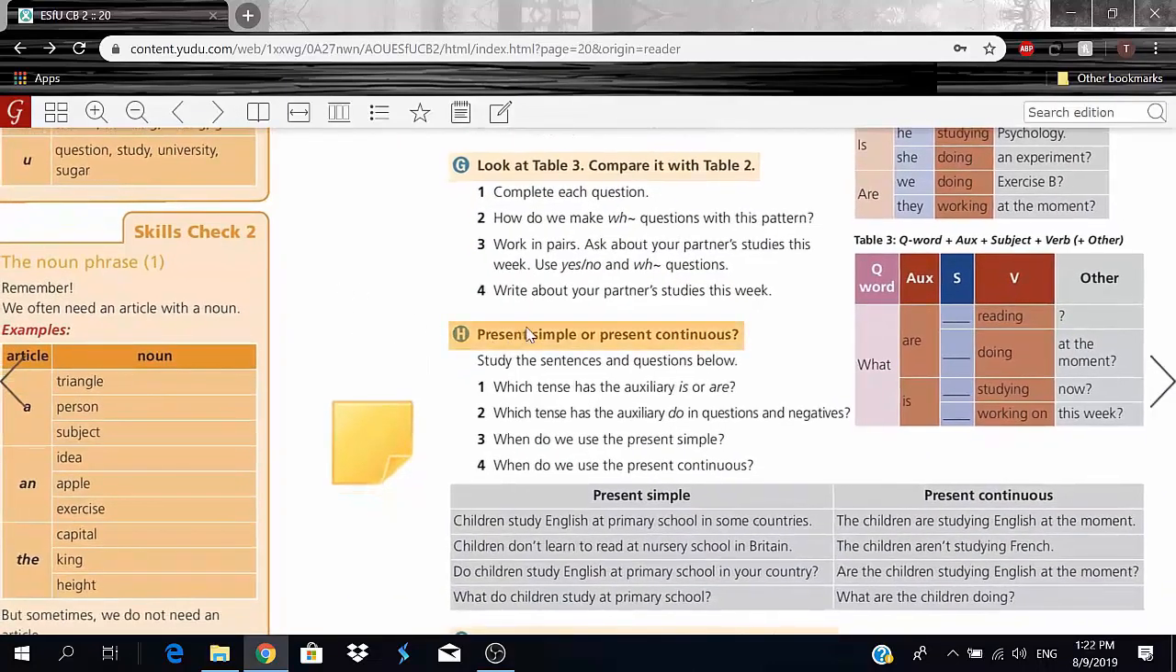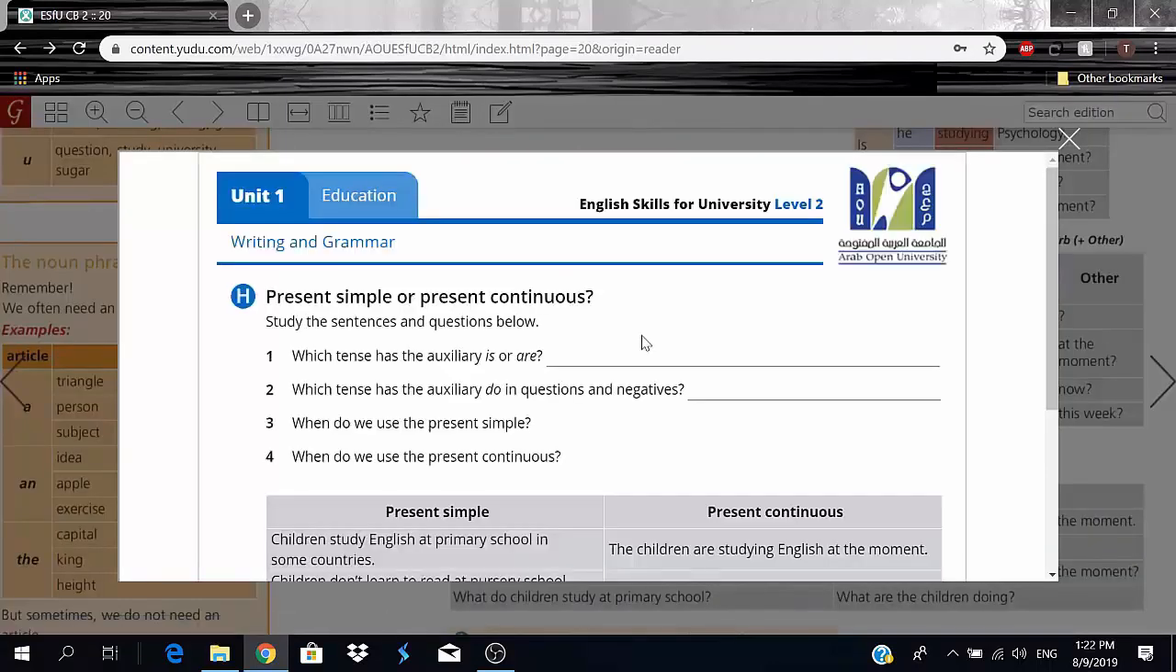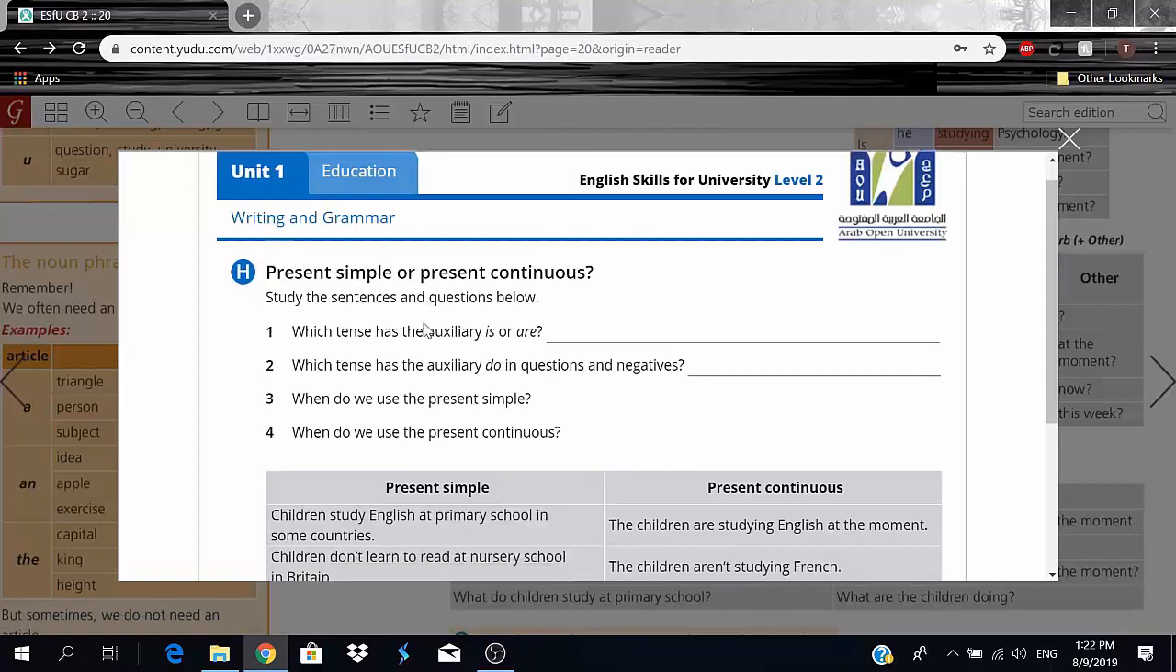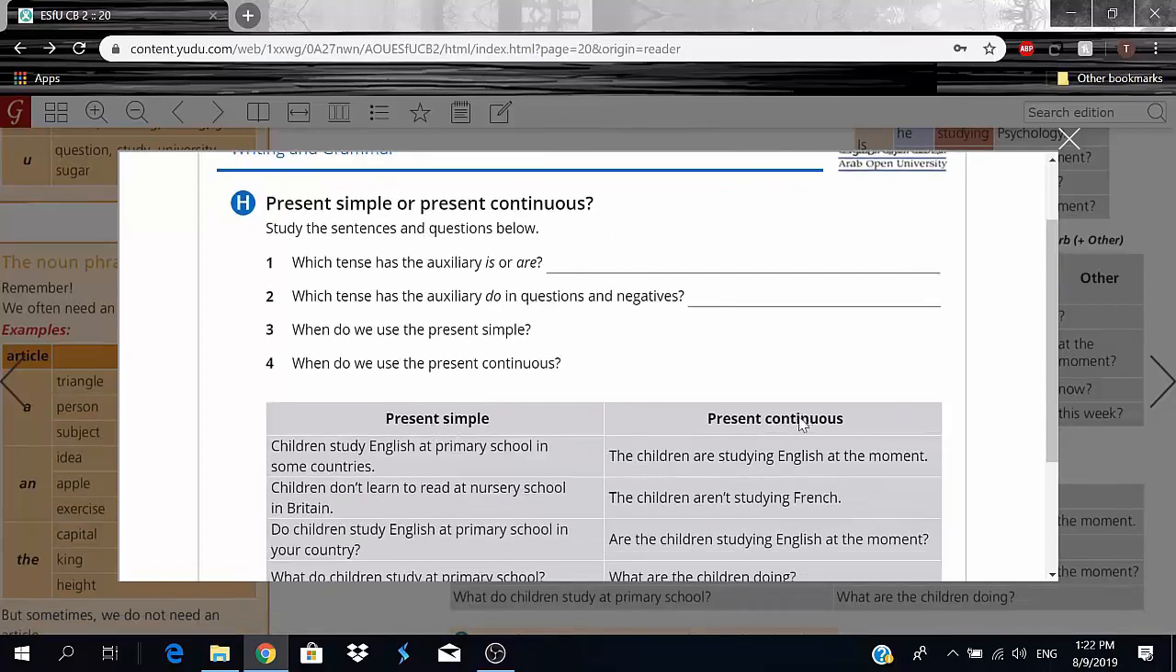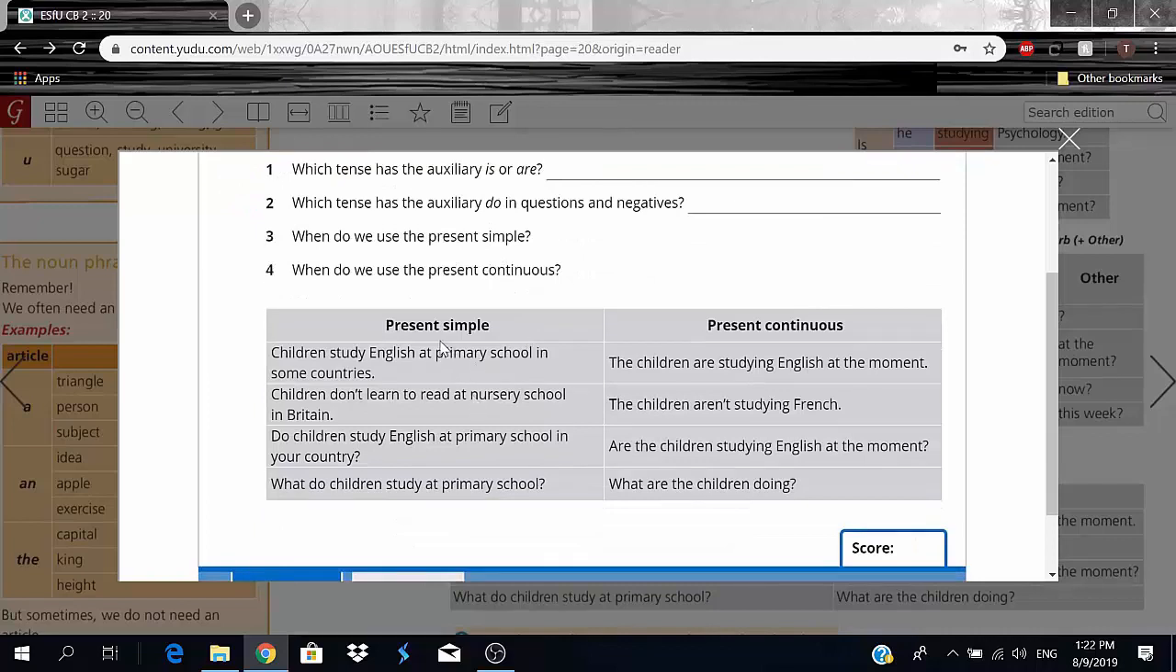Here we have H using our present simple or present continuous. Okay, so we have two different, we have present simple and present continuous, and we have some examples here. And then we're gonna take a look at these sentences, and then we're gonna answer the questions. So let's actually go to present simple. Children study English at primary school in some countries. Present continuous, on the other hand, the children are studying English at the moment.